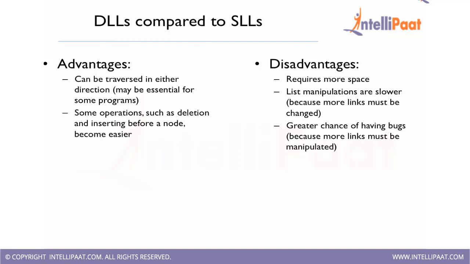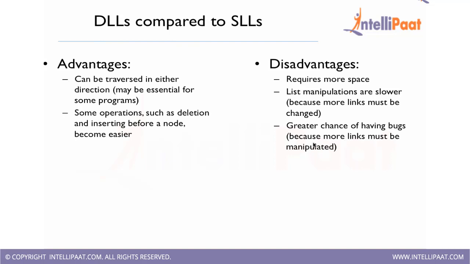List manipulations are slower because more links must be changed. So if we want to do some manipulations or change links in bulk, this is a tedious operation. There are also greater chances of bugs because more links must be manipulated. If we perform an operation where we need to change most of the nodes in bulk, we may end up with bugs which are not easy to debug.